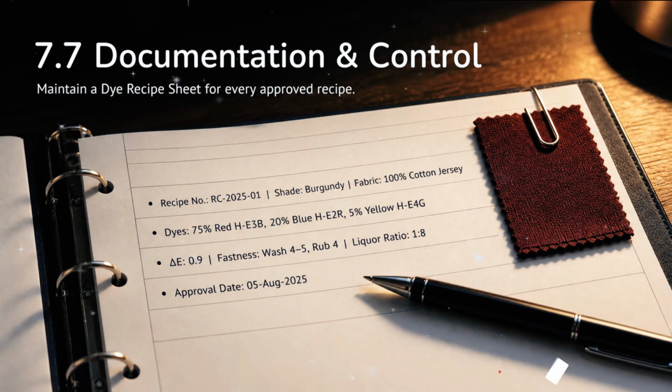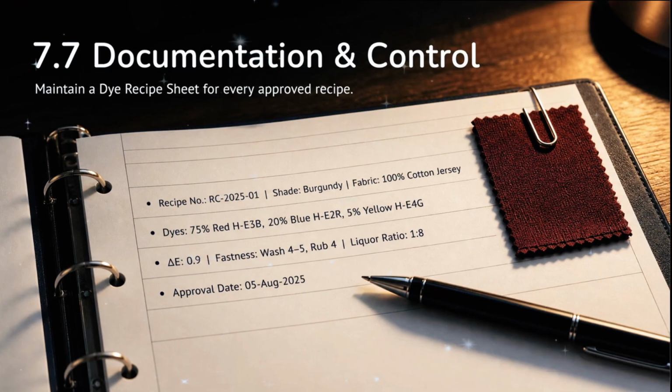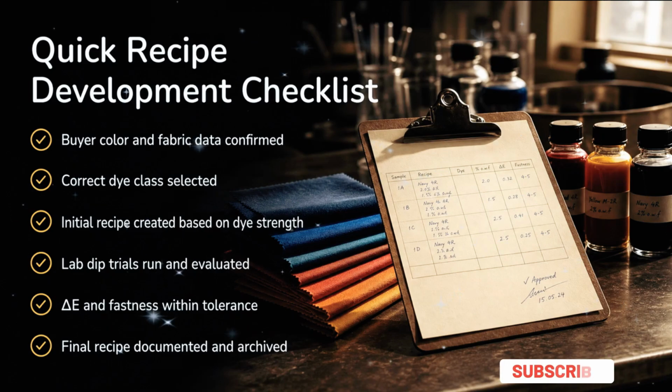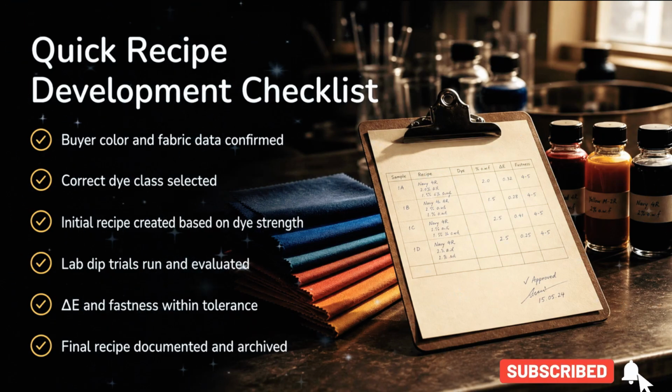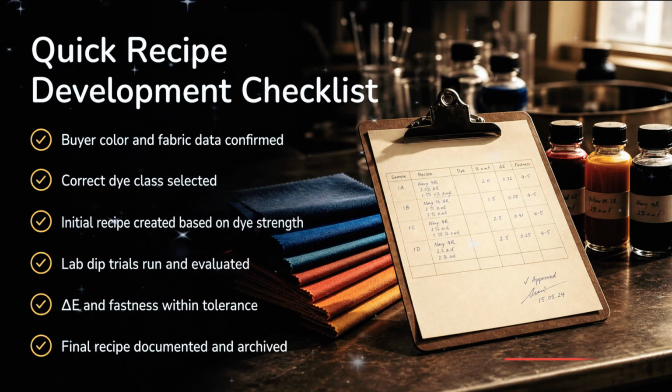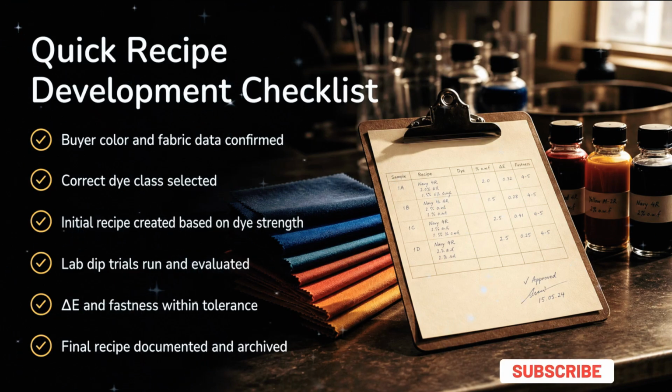This record must include the recipe number, fabric details, dye percentages, performance data like delta E and fastness, and the approval date. Use this quick checklist. Confirm color and fabric data, select the correct dye class, create the initial recipe, run and evaluate lab dips, verify delta E and fastness are within tolerance, and document and archive the final recipe.